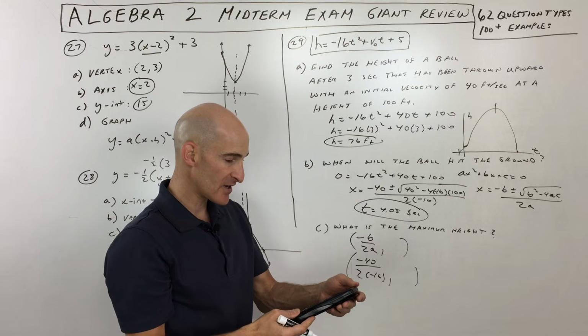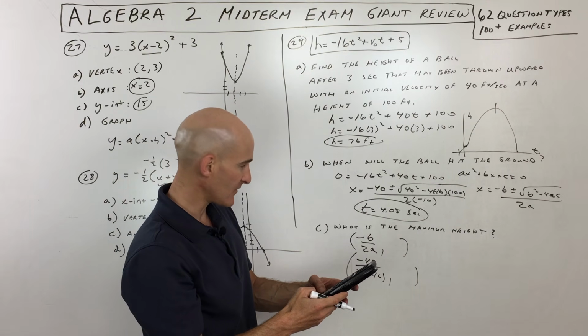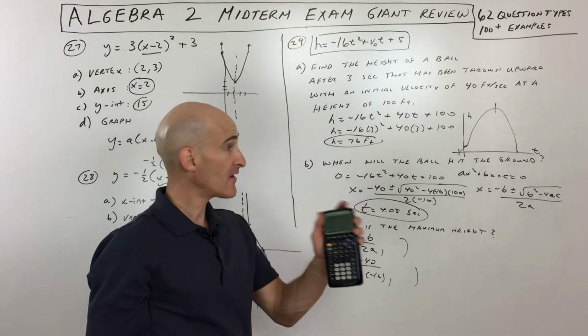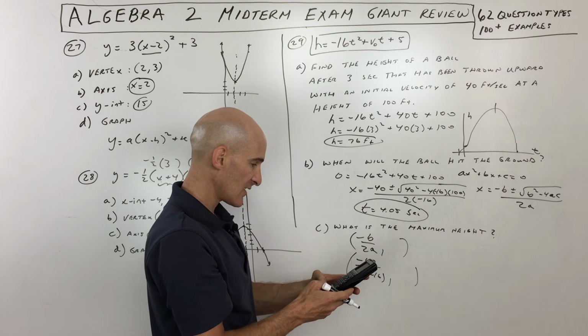Now I'm going to do it here because I know some students are probably going to ask me what the answer is. So let me just see if I can figure it out real quick for us. Negative 40 divided by negative 32 is 1.25 seconds. That's when it reaches that maximum height. So I'm going to put 1.25 back in. Let me see if I can do that.